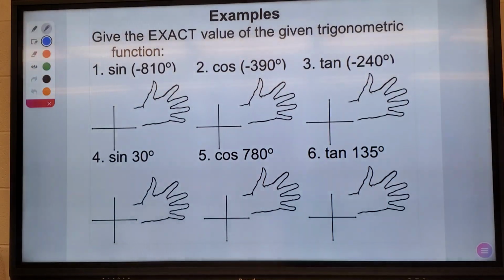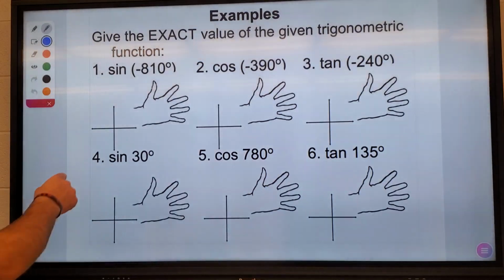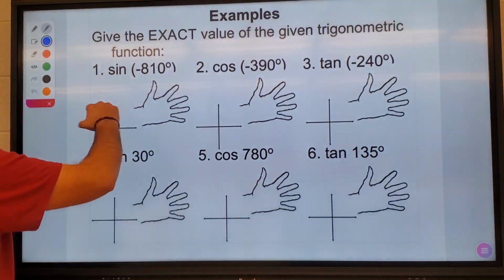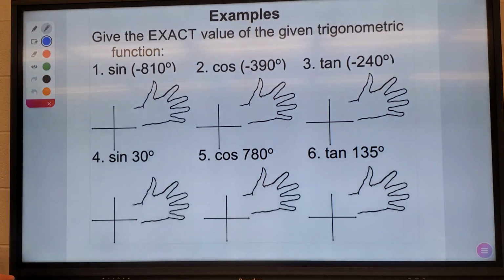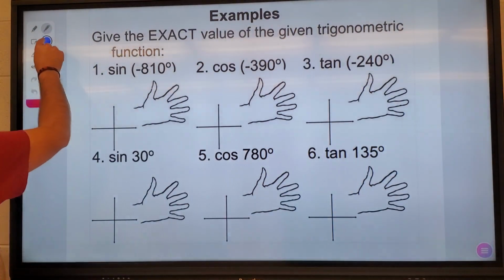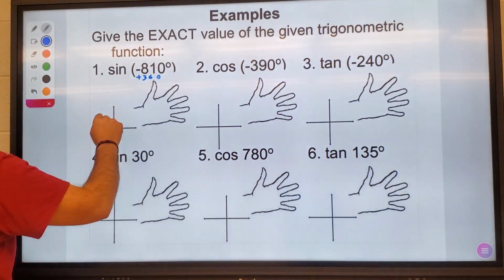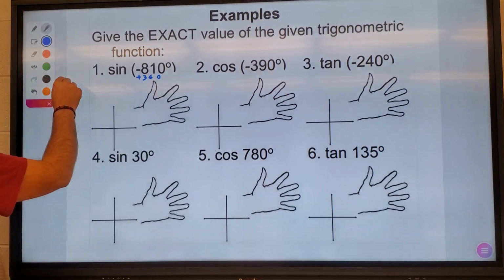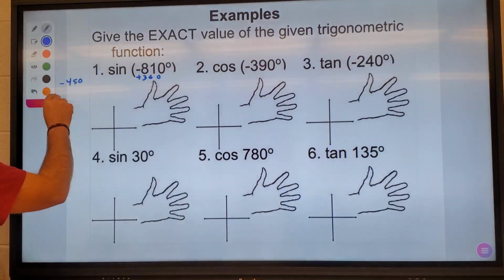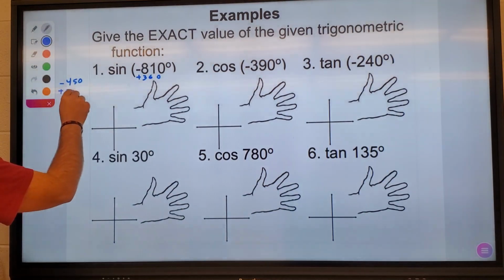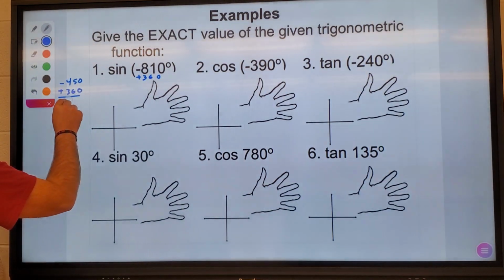Okay, lots of examples here. 6 of them to work through. Number 1, again, I'm going to take whatever the angle is that I give here, and I'm going to find the reference angle. So I'm going to again plot that as if I'm plotting it in standard form, and I'll work through it. So here I would add 360. And if I add 360, that gives me negative 450. I'm going to bring that over here. I can add another 360, and that's going to give me negative 90 degrees.